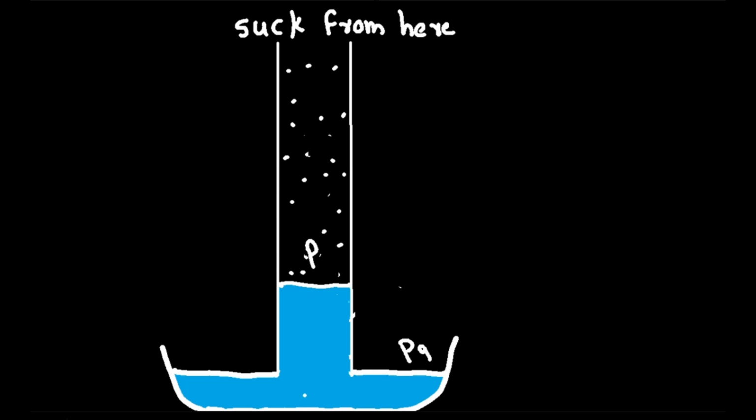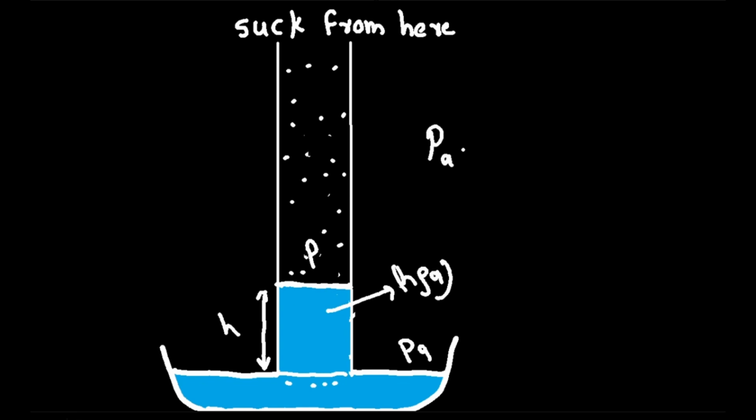And the difference in the pressure is the pressure exerted by this water column in this area. What is that? That is H rho G, where H is this height. So we can write PA minus P, because PA is greater and P is lesser. PA minus P should be equal to H rho G. Or P will be equal to PA minus H rho G.